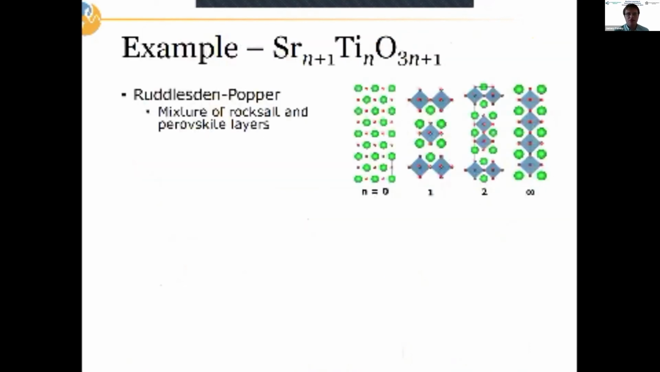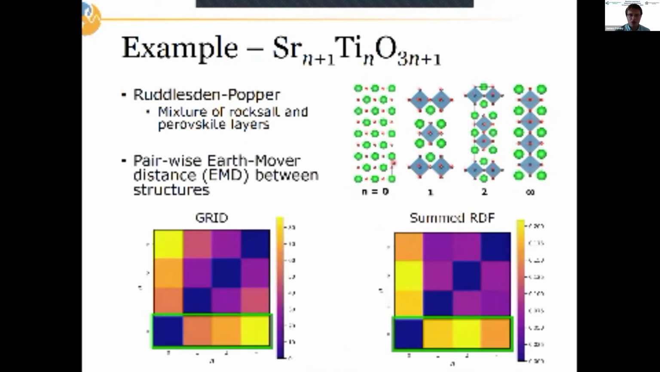The first one is a Ruddlesden-Popper series. This is an intergrowth structure between what is effectively rock salt and perovskite, with different amounts of rock salt or perovskite layers, depending on this integer n. So it's an infinite series. We only looked at a few of them and computed the pairwise EMD between them. I just want you to focus in on this bottom row here, highlighted in green. Using our grid representation and Earth mover's distance, you can see that obviously a structure with itself has an Earth mover's distance of 0, but as you move along this Ruddlesden-Popper series, your Earth mover's distance is getting larger.